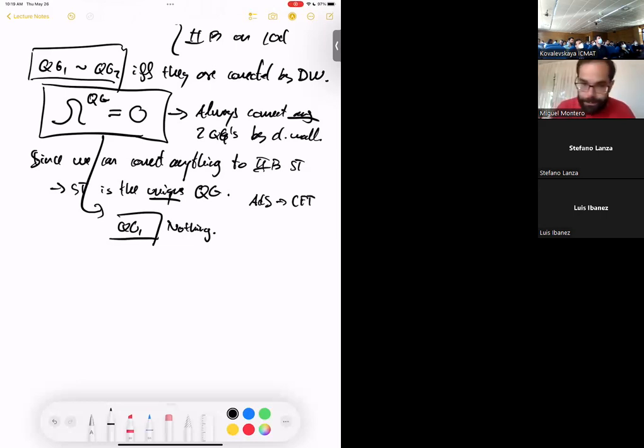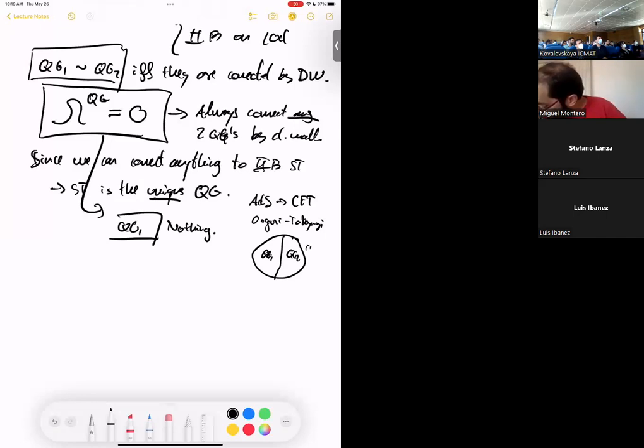And then I can follow a very nice construction in a paper by Ooguri and Takayanagi, which basically draws a picture like this. If you have quantum gravity one and quantum gravity two, and there's a domain wall between them in the bulk, what that matches is some sort of domain wall between CFT one and CFT two. So this thing here is a domain wall between CFTs.